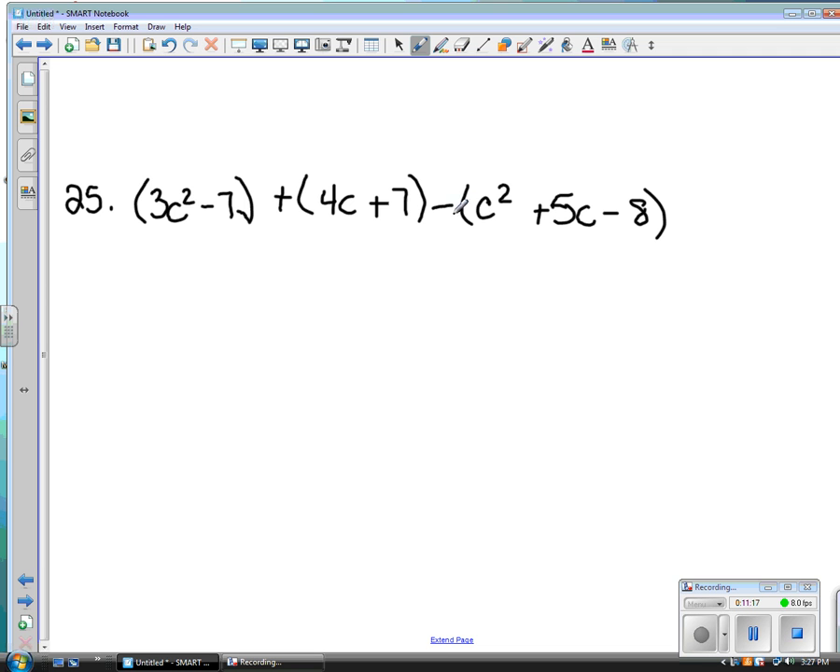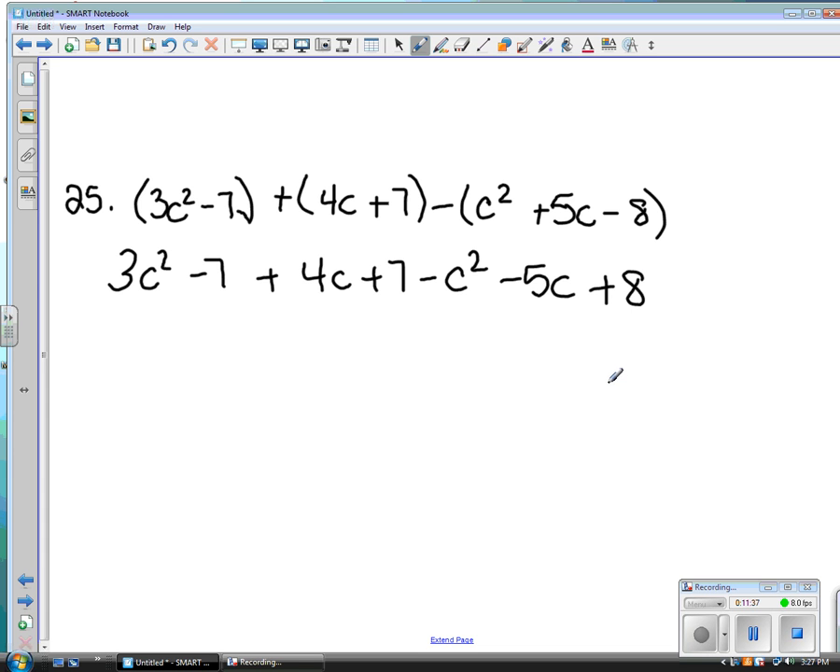Nothing to do inside the grouping symbols, but I do have a subtract, so I am going to rewrite this one the first time through changing my signs. So this was a positive, so that looks like a negative. This is a positive, so that looks like a negative. This is a negative, so now it's going to look like a positive. Rearrange.